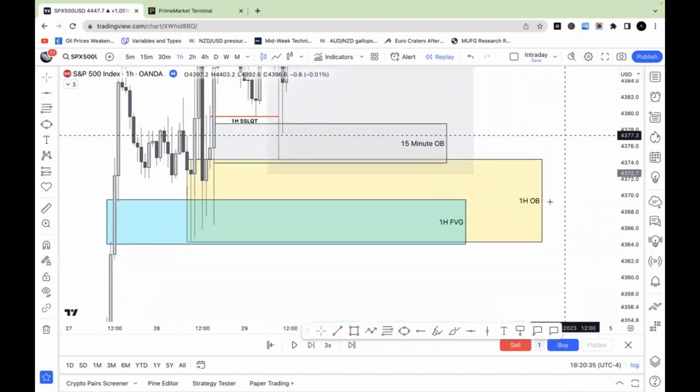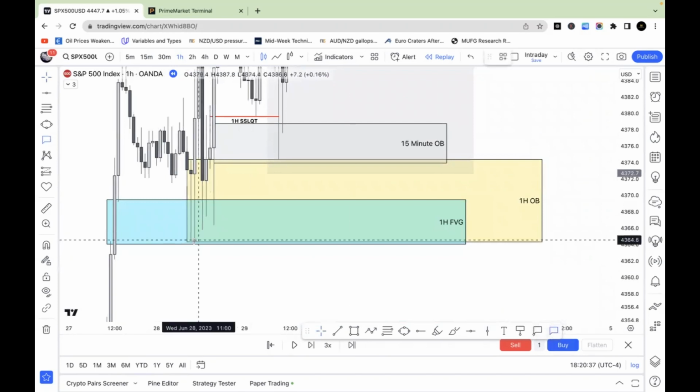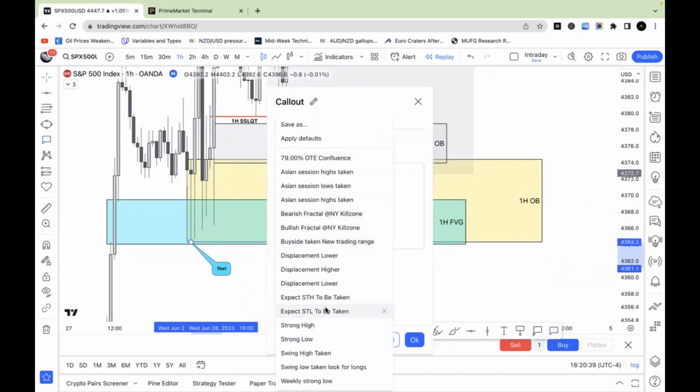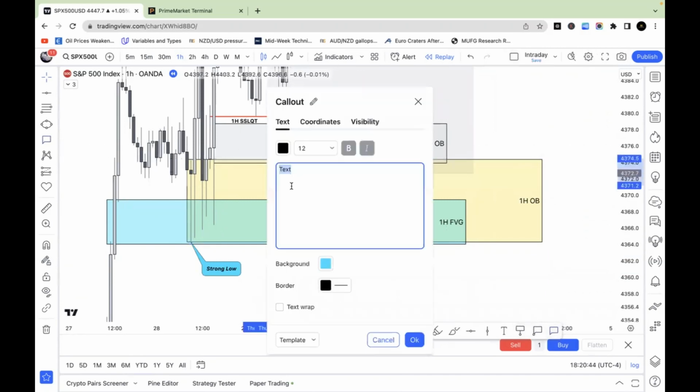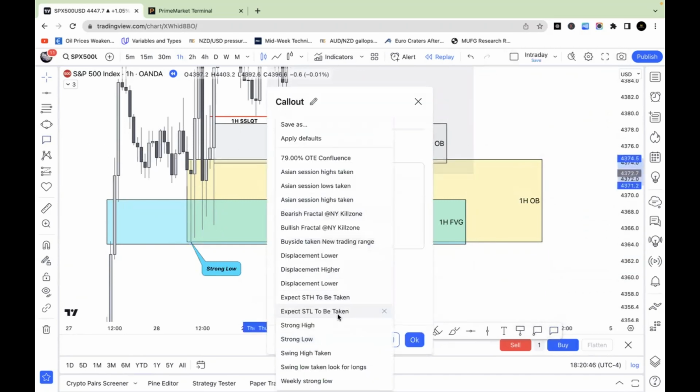So we have, real quick, a strong low right here, and also price continued after that, and there was a strong low right there.